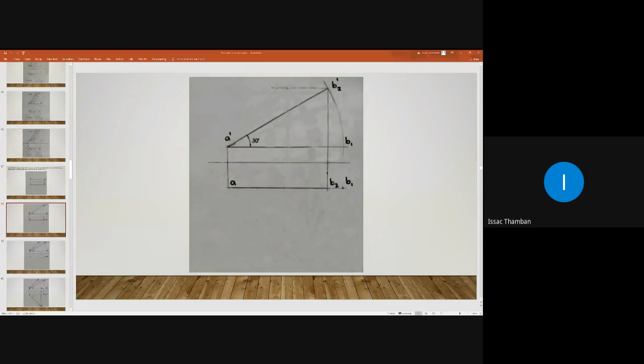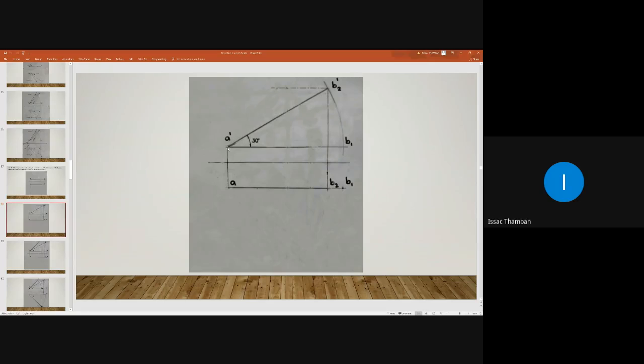Elevation length is 65 millimeter. Yes, it is given in the question. So, how can you mark that here? We know the locus plane. This is the locus of B dash, and we know that the elevation length is 65.